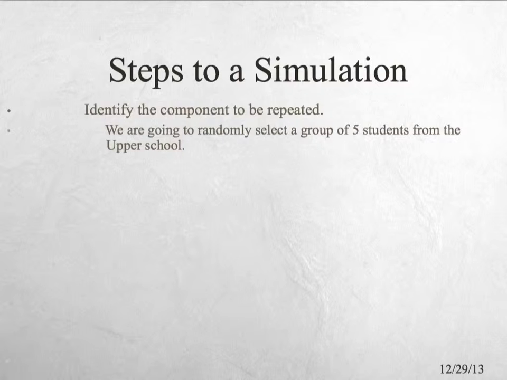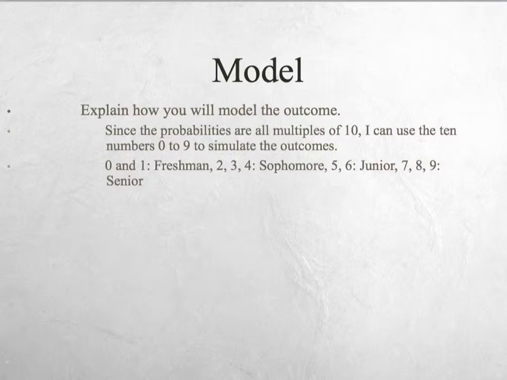And you want to, I know writing takes so long, but you actually are going to need to write these things out. The next question: how will you model the outcome? Since the probabilities are all multiples of 10, I can just use the 10 numbers from 0 to 9 to simulate the outcomes. When I first set this up, I thought I'd use 1 through 10.